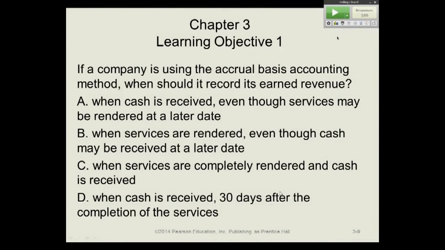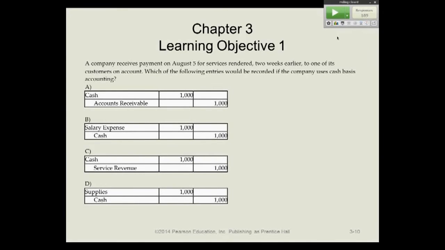Good question. All right, now the next one, I'll just tell you the answer to this one is B. This one should be pretty obvious. You recognize revenue when the service is rendered, even though the cash is not collected. All right, this one, let me read this one out. If you have it with you, I hope you can see it. I know it's kind of small.